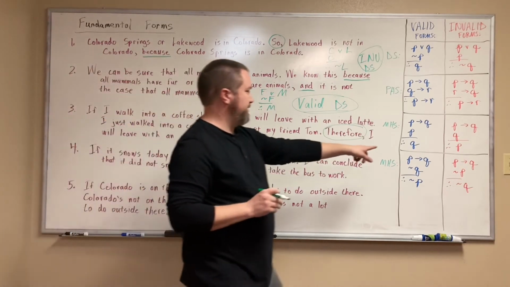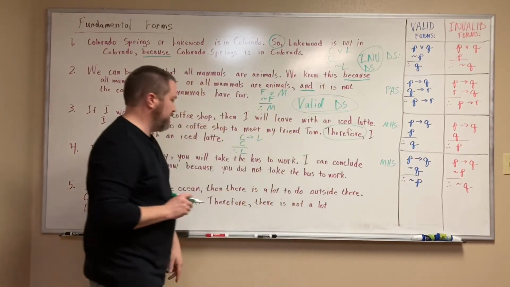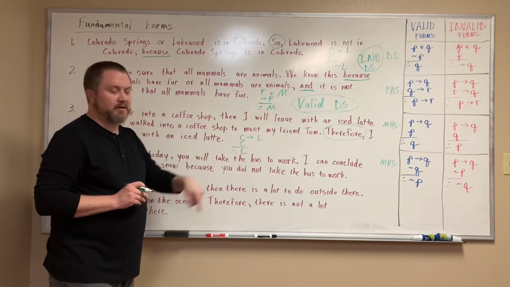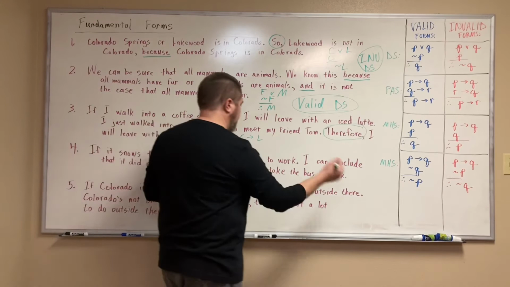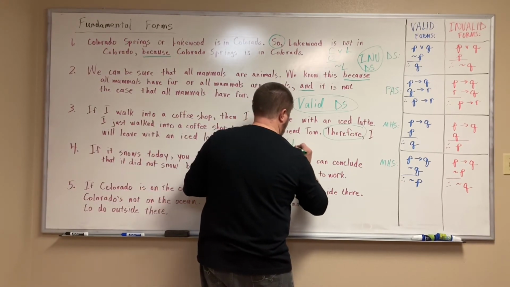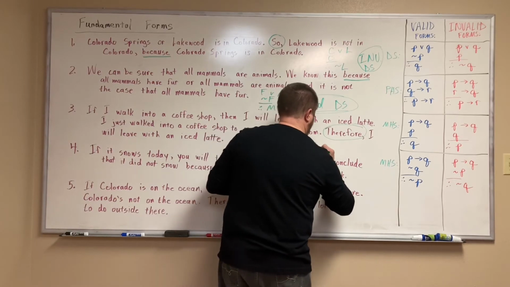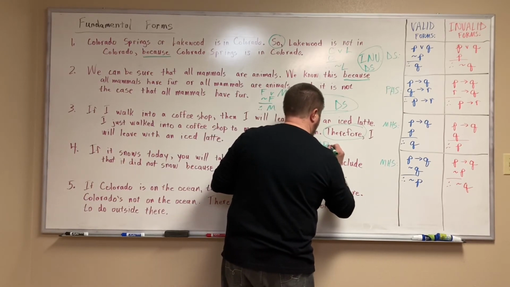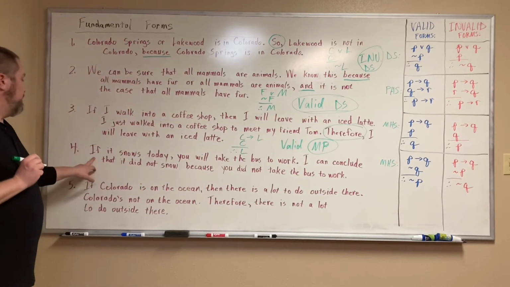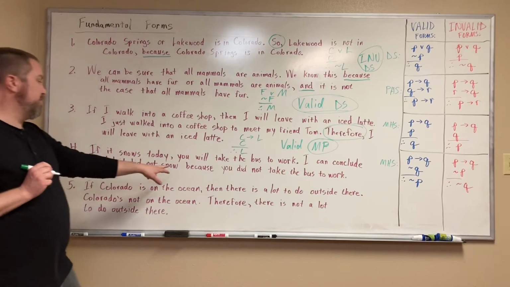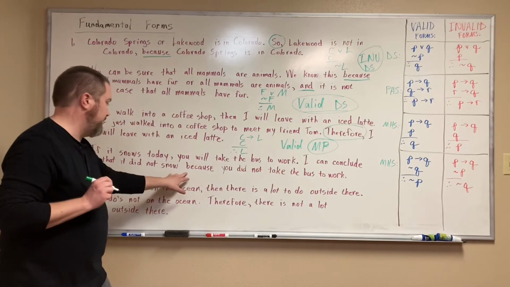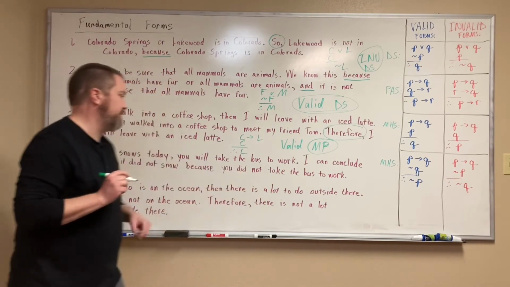This one's pretty intuitive. This one looks like modus ponens here, where we're affirming the antecedent, and then we can conclude with the consequent. So this is valid. We can just go ahead and call it modus ponens. Number 4, if it snows today, you will take the bus to work. I can conclude that it did not snow today because you did not take the bus to work.